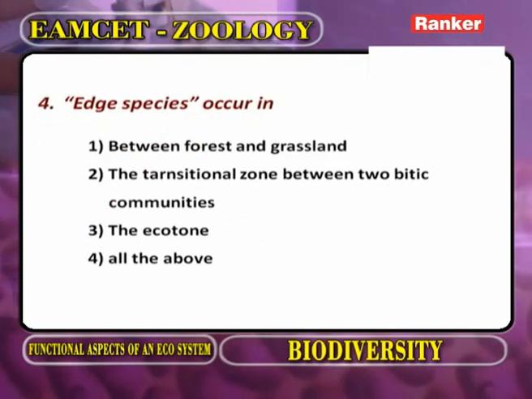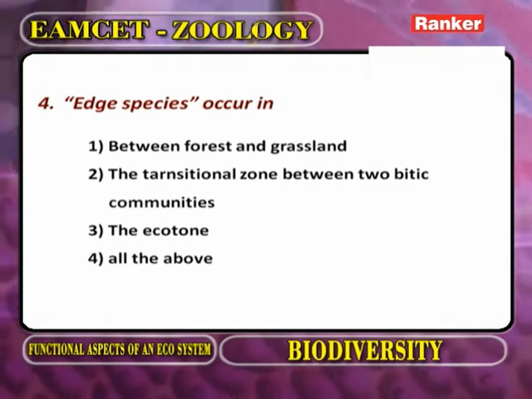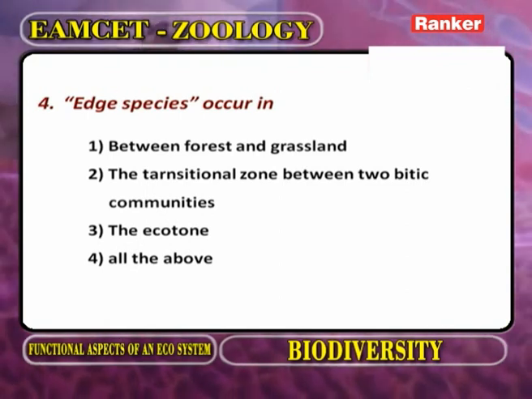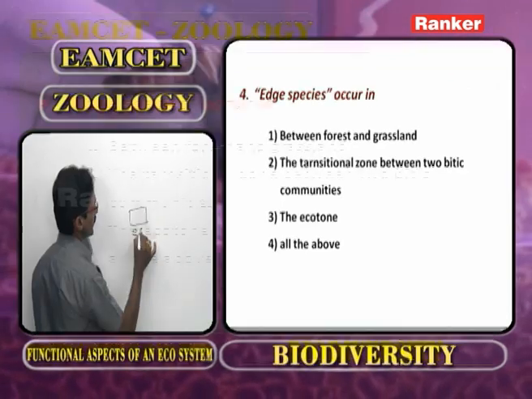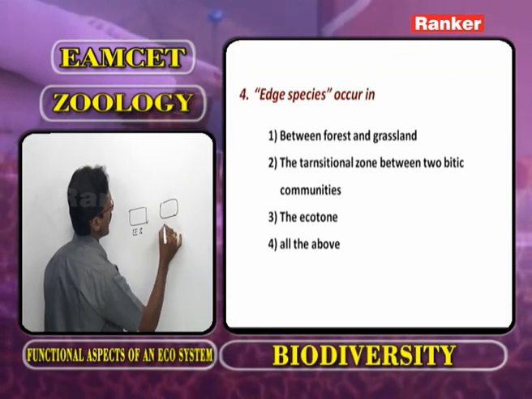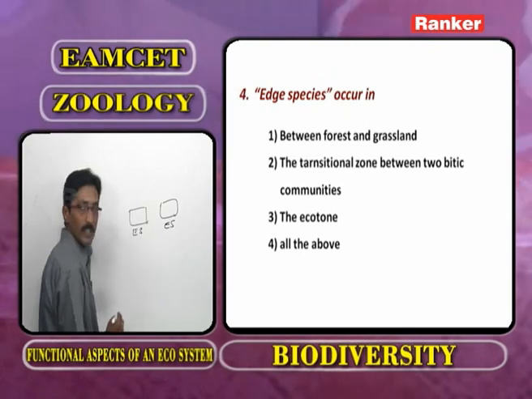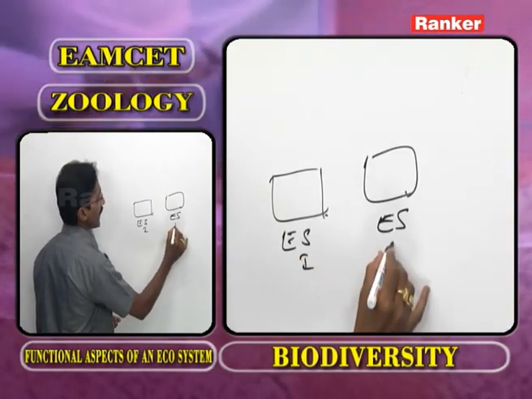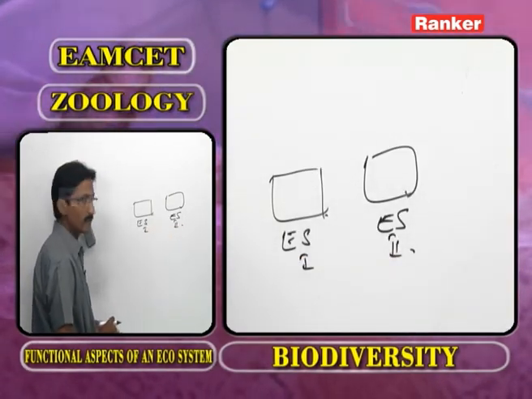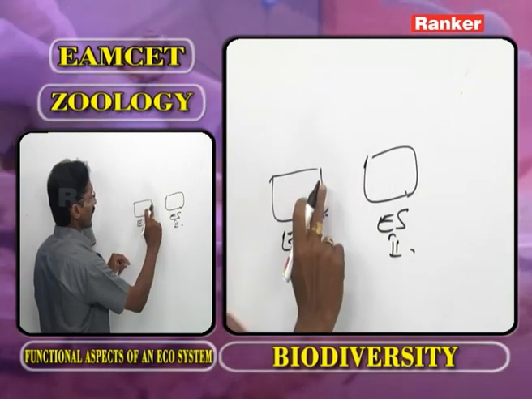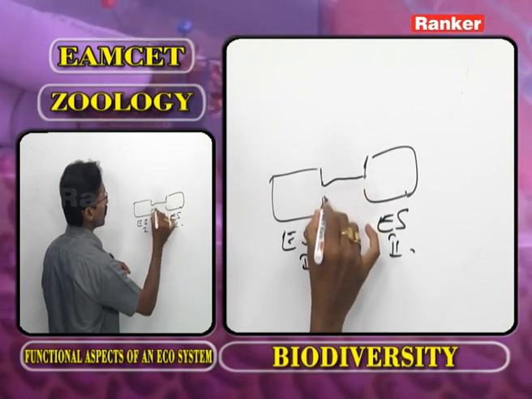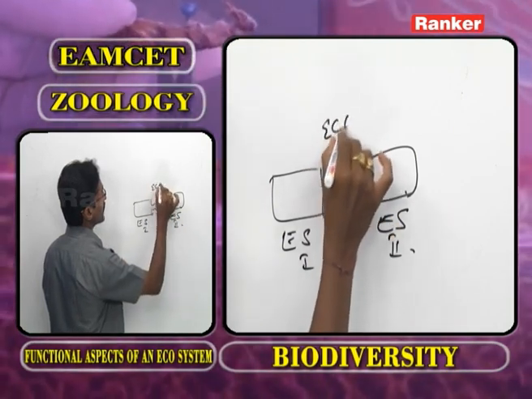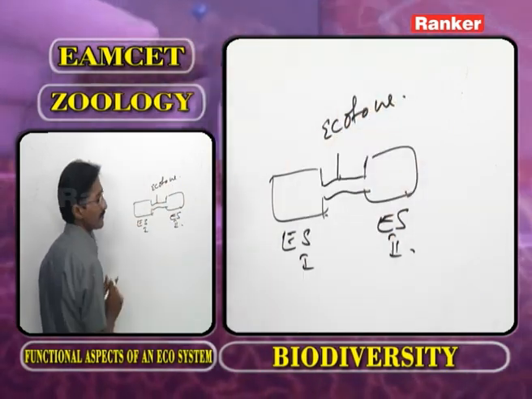Edge species. Now what are the edge species? What is the edge effect? Now this is one ecosystem and this is another ecosystem. This is ecosystem 1 and this is ecosystem 2. The space between two ecosystems, that we call ecotone. Now this is called ecotone.